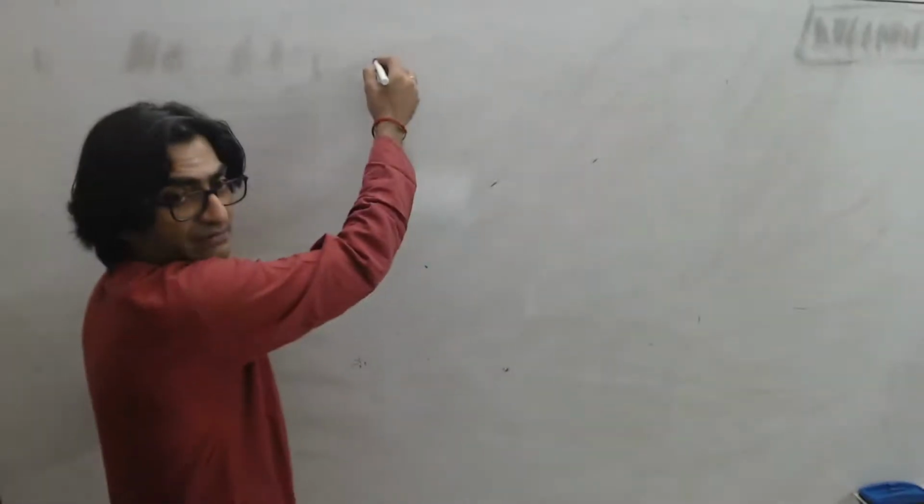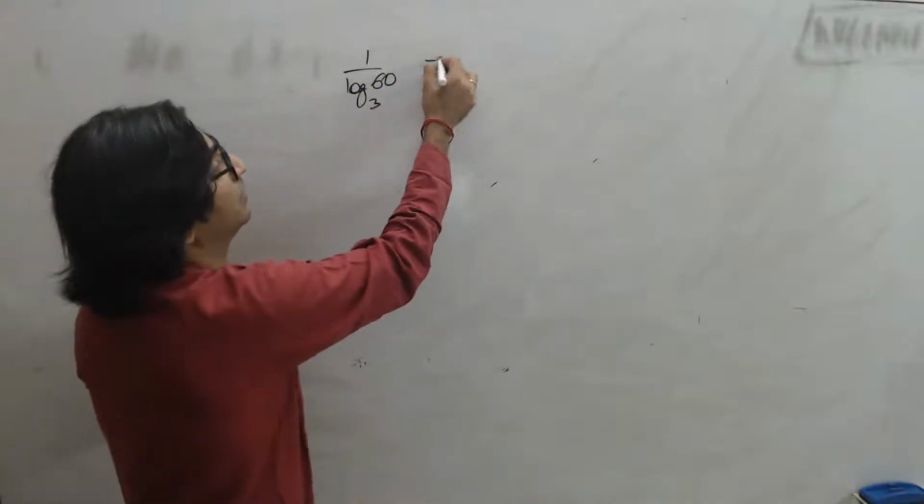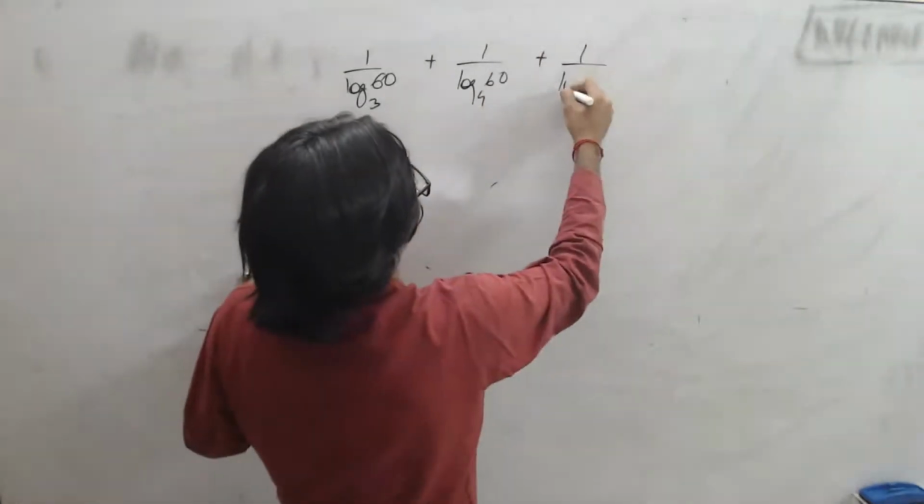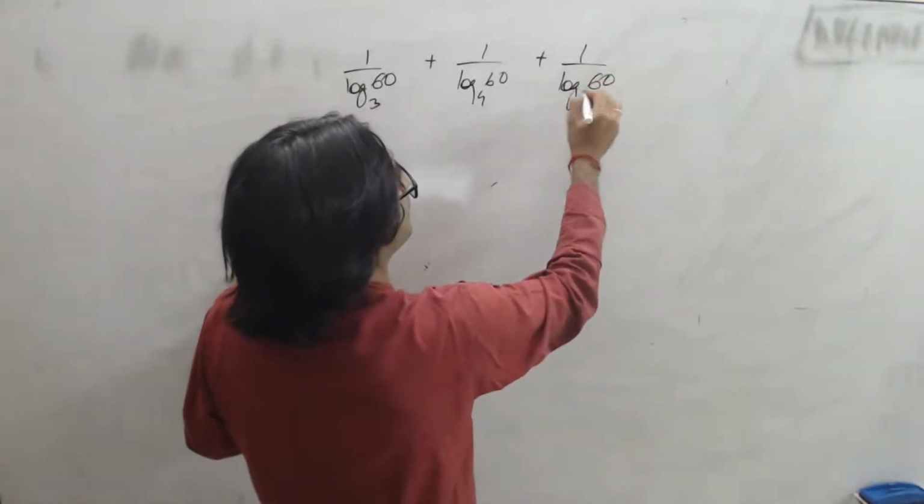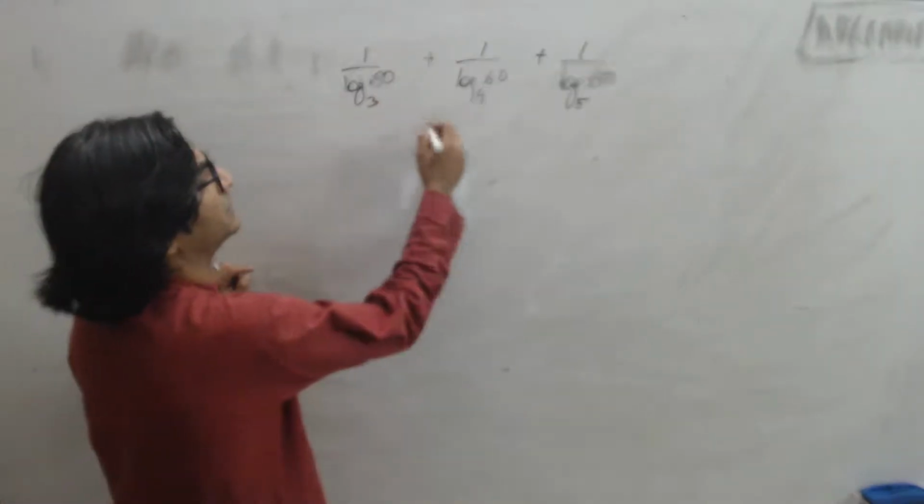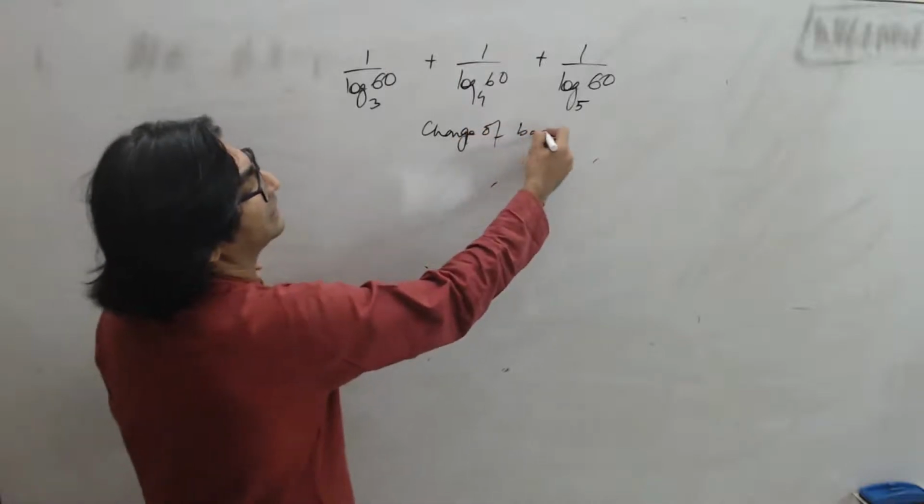Alright, so here I have 1 by log 16 the base 3 plus 1 by log 16 the base 4 and 1 by log 5. It's a very easy question. I can see that the bases are different. I want to convert them to same base. Apply change the base, right?